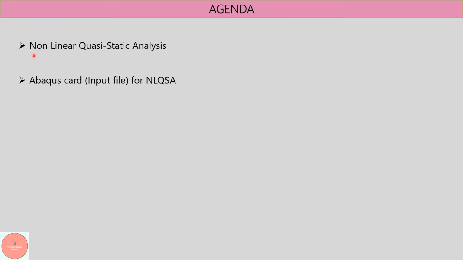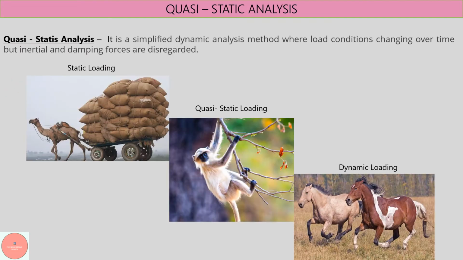Today we are going to discuss nonlinear quasi-static analysis, followed by a nonlinear quasi-static analysis Abaqus input file. So what is quasi-static analysis? By its definition, it is a simplified dynamic analysis method where loading conditions change over a period of time. But inertial and damping forces are not considered in this quasi-static analysis.